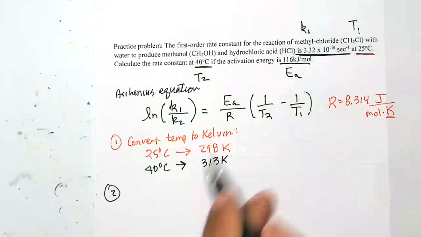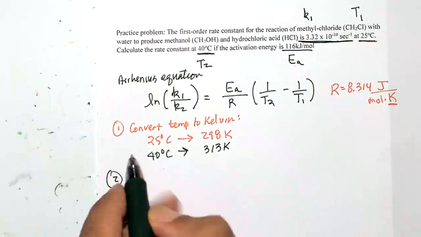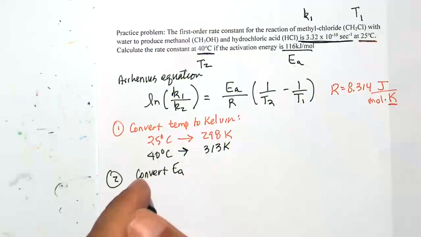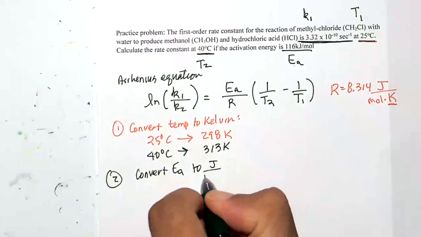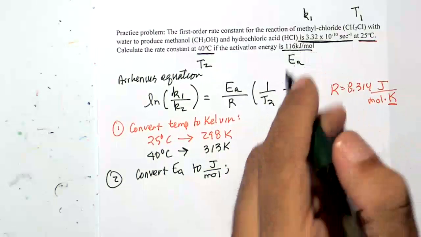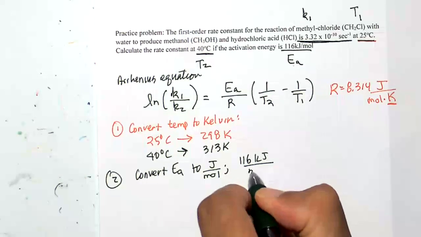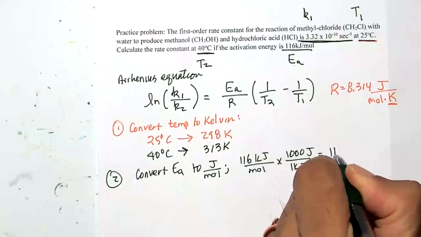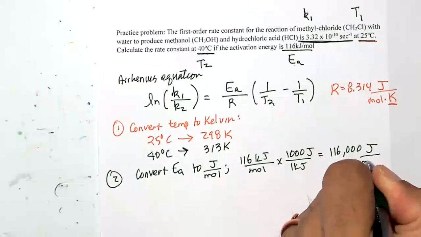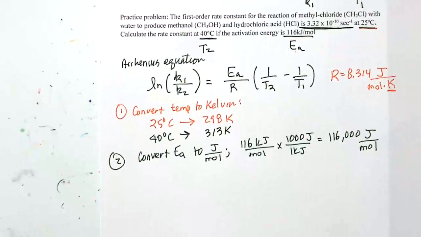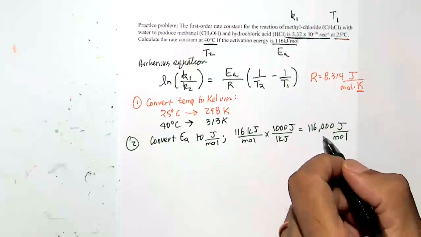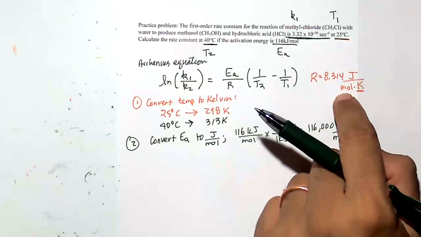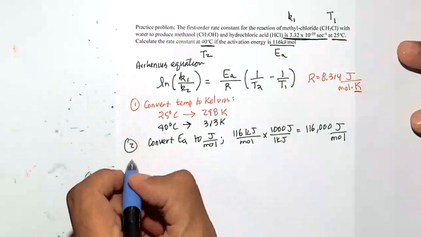All right, this next thing we'll do is convert the activation energy to joules over mole. Ea, which stands for activation energy, that's the energetic hump. The way you want to do that is multiply this by 1,000. Why did we convert this to joules over mole? Because of the units of the constant. Very good.